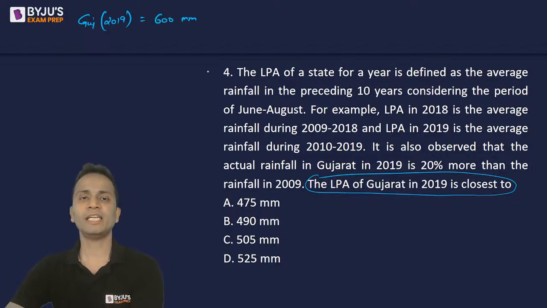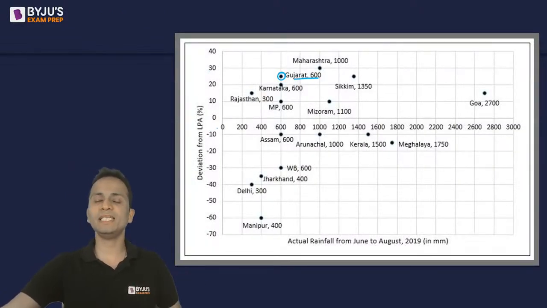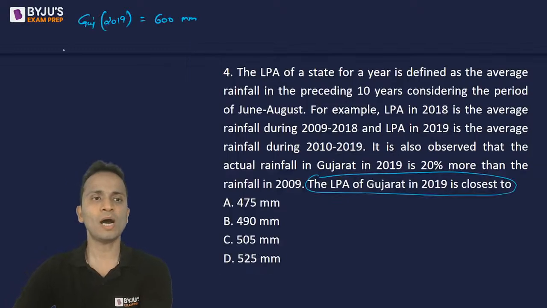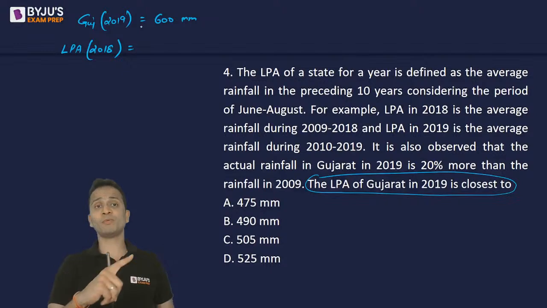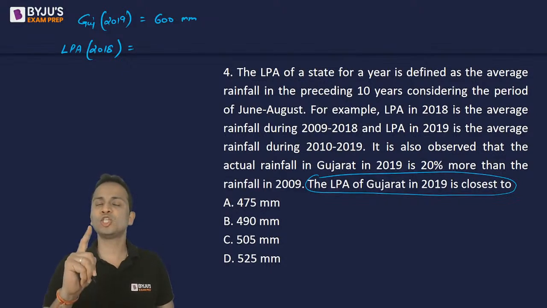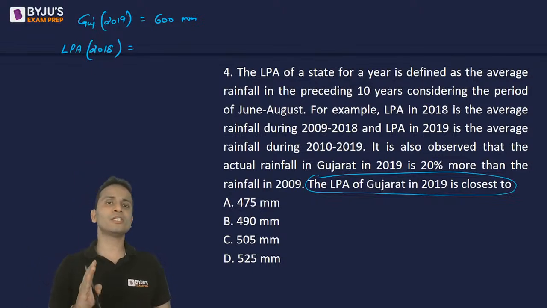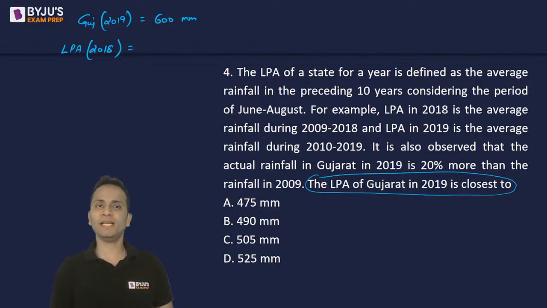Okay, now deviation from LPA, अब ये जो deviation है 2018 के LPA से दिया हुआ है. Deviation from LPA is 25%. So I can calculate the LPA of 2018. 2018 का LPA calculate कर सकते हैं. Deviation from LPA was given as 25%. ठीक है, मतलब 600 is 25% more than the LPA of 2018.